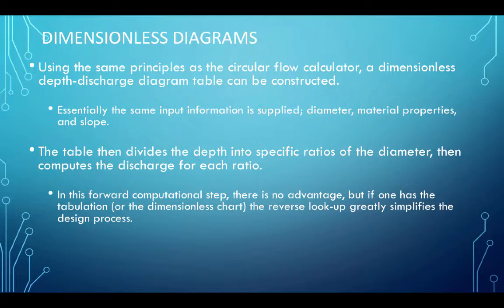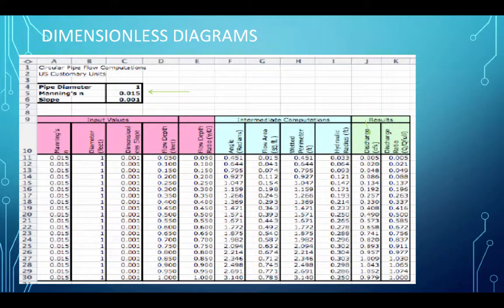Doing it in the forward direction, there's no advantage. Where this comes useful is when we have to go the reverse direction, where we have desired flows, desired slopes, and we want to figure out what size pipe to use. So one way to produce the dimensionless diagrams is shown here.